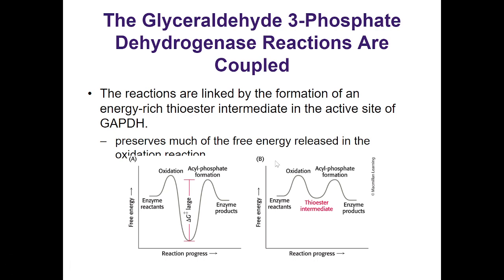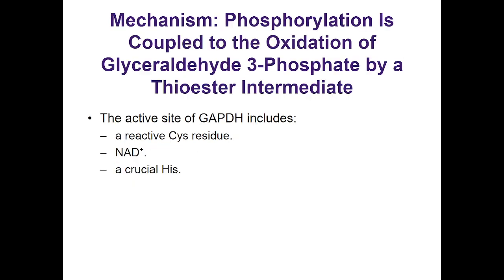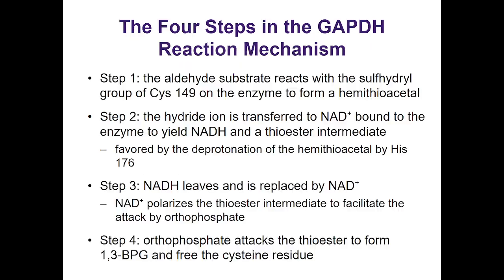Okay. Note though, how does that affect your overall kinetics? Does that affect your overall reaction's kinetics? No, because they're state functions, right? So all that matters is enzyme reactants, enzyme products for the overall, excuse me, not kinetics, the overall thermodynamics. Okay? The kinetics, it makes a huge difference. Your active site of your GAPDH can include a reactive Cys residue. That's where you get your thiol, NAD+, and a crucial His.